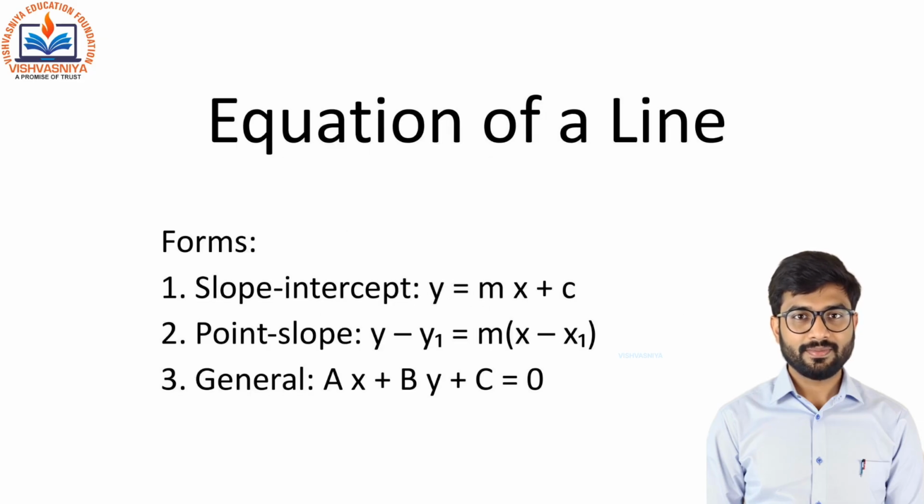Once we know slope, we can write the equation of a line. There are three common forms: slope-intercept form, y equals mx plus c; point-slope form, y minus y1 equals m(x minus x1); and general form, ax plus by plus c equals 0.